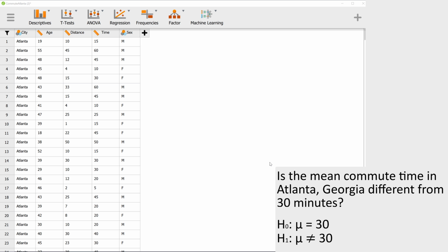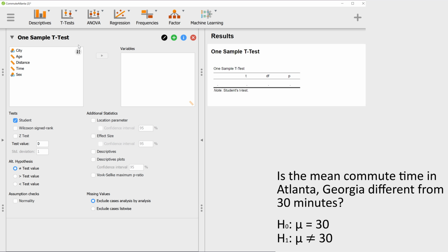Now, let's use JASP to obtain our t-test statistic and our p-value. Under t-tests, select one sample t-test. The variable we're interested in is time. Double-click time to move it over to the variables box. The default test is student, which is the student's t-test. That's a more formal term for the procedure we learned this week.